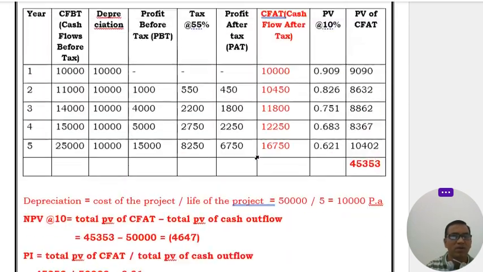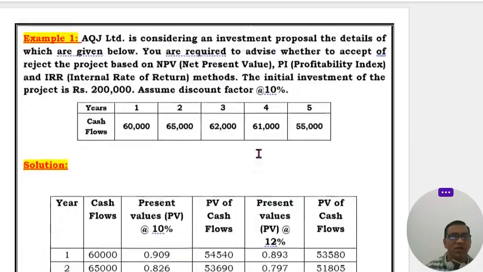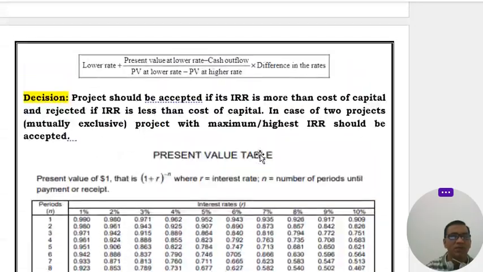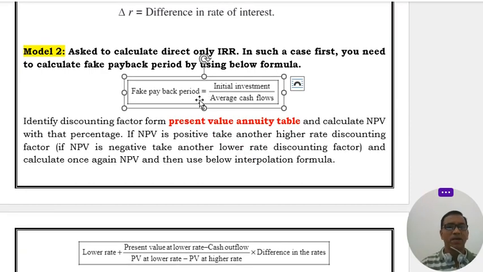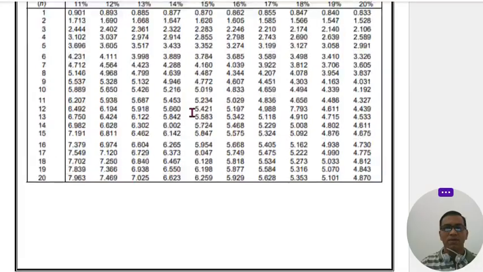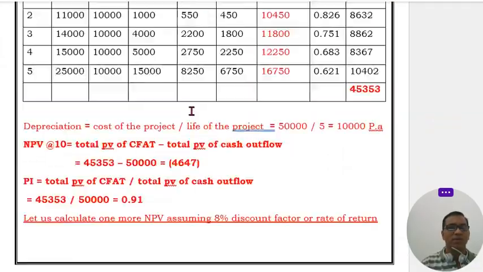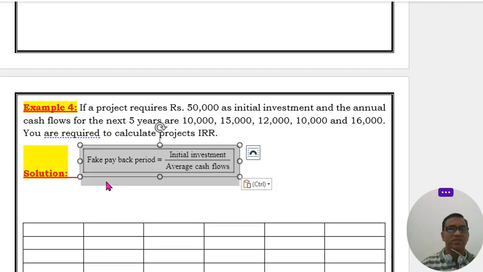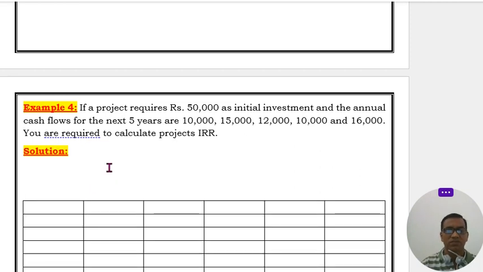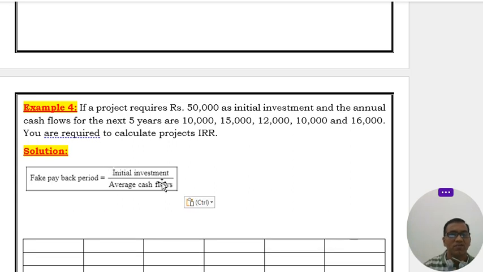So where is that formula? Before, I explained it in the notes; let me go and take the formula here. Fake payback period, where is it? This is the formula, the fake payback period I am going to use. What is the fake payback period? Fake payback period is equal to initial investment divided by average cash flows.